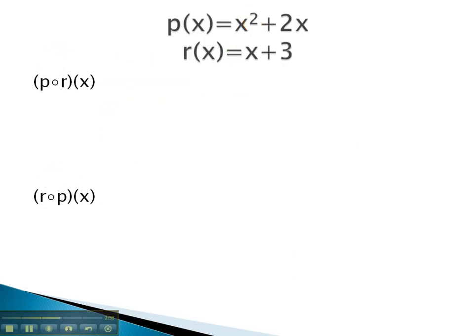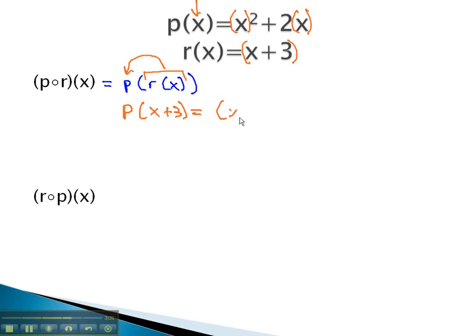We can also do composition at just an x value. Here we take p of r of x. This means we take the r of x, since we can't evaluate it, and plug it into the p function. In other words, we take all of the r of x and plug it in for each of the x's in the p function. In the p function, we'll see r of x, or x plus 3, which means we have x, which is now x plus 3, plugging the r function in, squared, plus 2 times x, which is the r function, x plus 3.